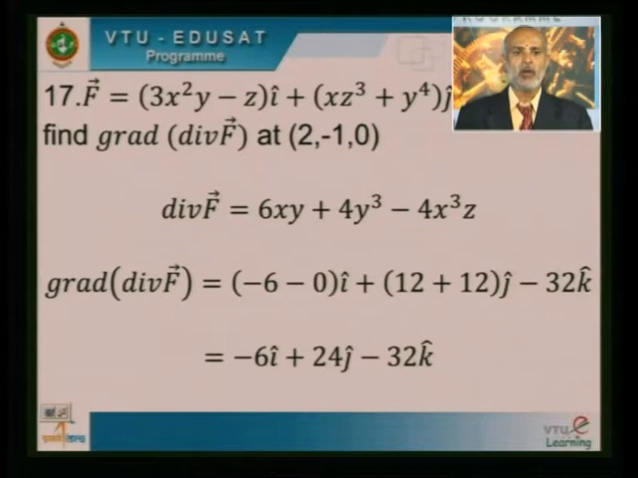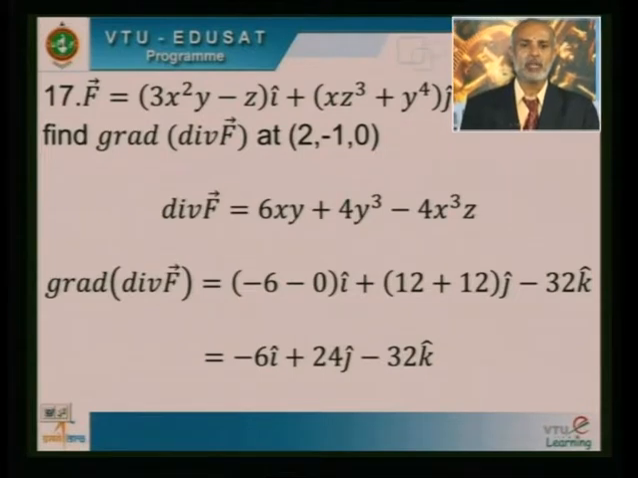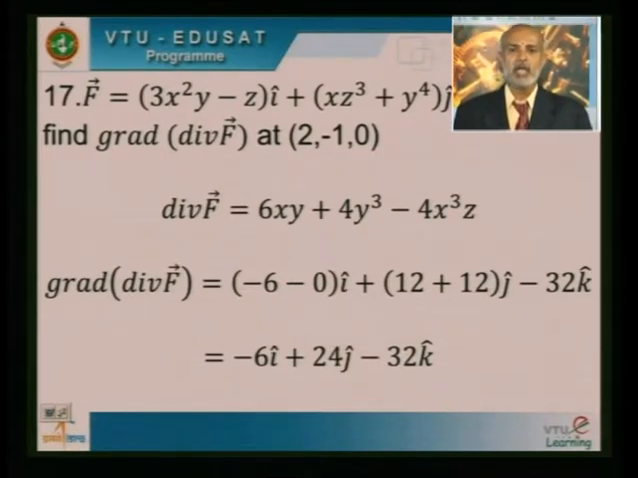Then dou f1 by dou x means differentiating the i component partially with respect to x, you get 6xy. Similarly, for the j component, differentiating partially with respect to y, you get xz cube is 0, y to the power of 4 differentiation is 4y cube. Next, the k component: dou f3 by dou z, 2x cube is constant, z square differentiation is 2z, giving minus 4x cube z. Then divergence of f vector is equal to 6xy plus 4y cube minus 4x cube z.